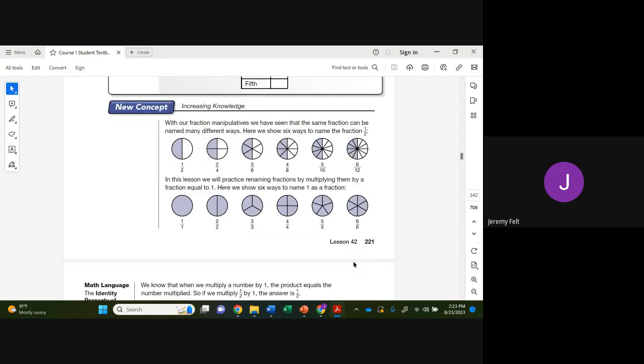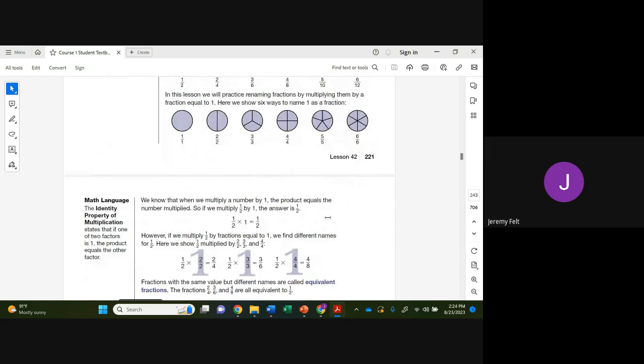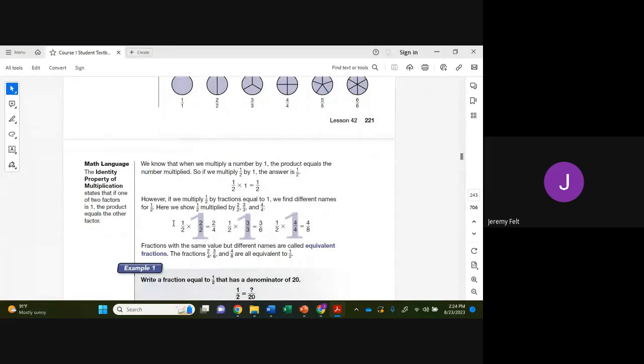Okay, so we can use that information to help rename fractions. So we're not changing the value of fractions, we're just renaming them. So if we look at the example here, 1/2 times 2 over 2 gives us 2/4. 2/4 is still equal to 1/2, so we didn't change it. 1/2 times 3/3, 3 over 6. 1/2 times 4/4, 4 over 8. So 4/8, 3/6, and 2/4 and 1/2 are all equal. Okay, so those are all equivalent fractions.